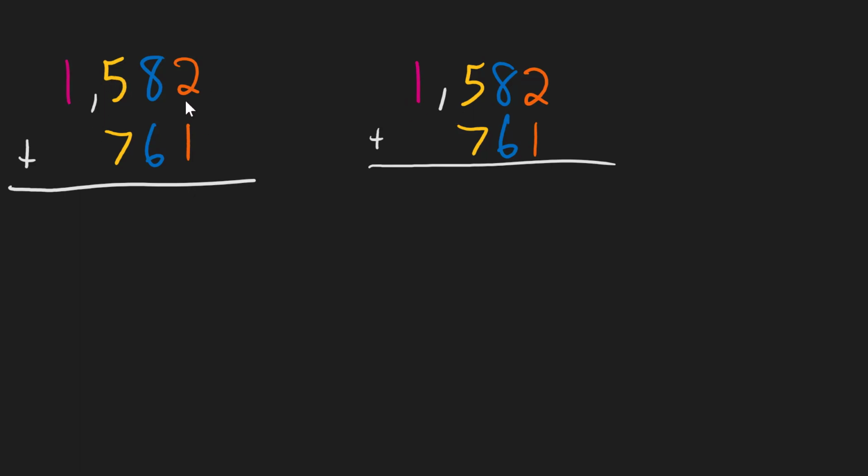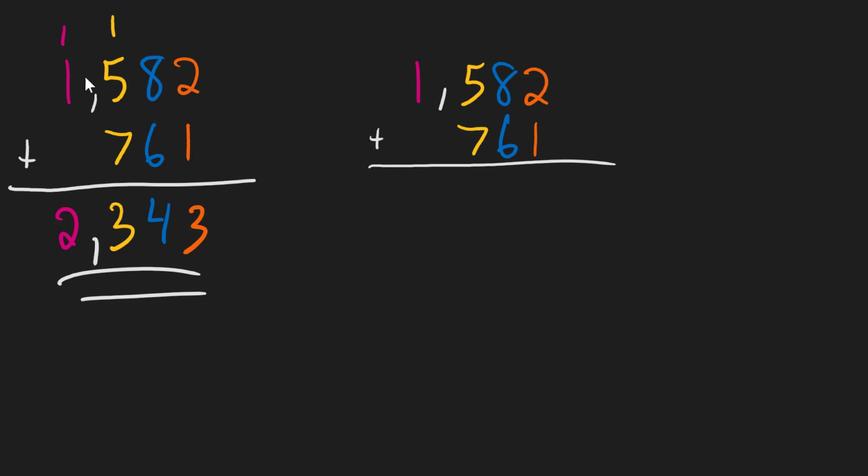So let's just run through the process and start by adding the digits in the ones place. So 2 plus 1 is 3. And 8 plus 6 is a double-digit number. It is 14. So we write the 4 in the tens place and carry over the 1 into the hundreds place. And then 1 plus 5 is 6, plus 7 is 13, which is also a double-digit number. So we write the 3 in the hundreds place and carry over the 1 into the thousands place. And then finally 1 plus 1 is 2, and so the answer is 2,343.